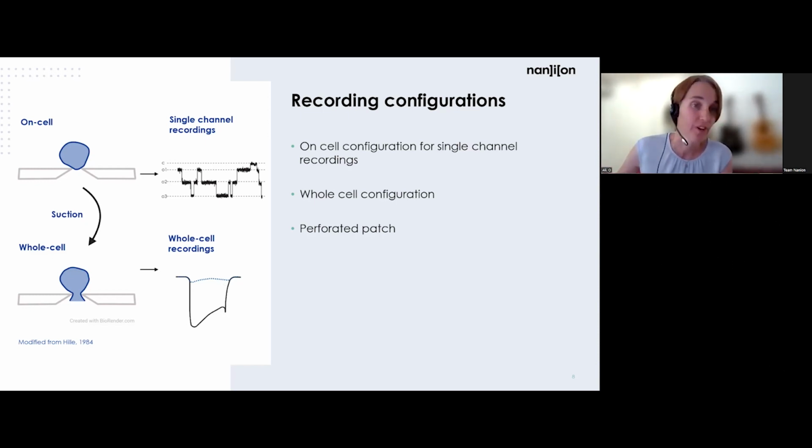There is also a third recording configuration that we can use with automated patch clamp, which is not illustrated here, but this is the perforated patch technique. So in this case, we use a perforator, usually an antibiotic, in the internal solution, which makes pores in the membrane, so we get access to ion channel activity on the whole of the cell membrane, but the internal solution remains intact.